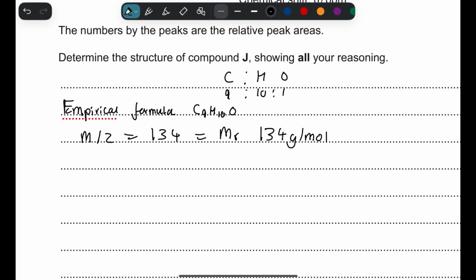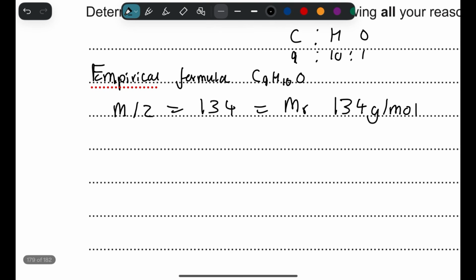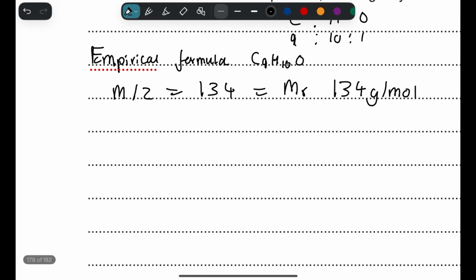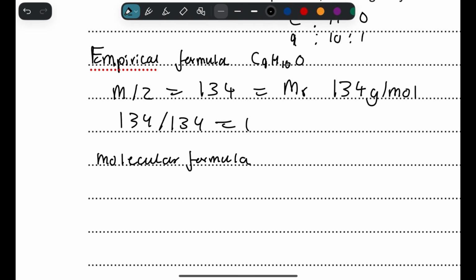Yeah. Cool. So now we need to use the empirical formula to link that in. So what I'm saying is if we do 12 multiplied by 9 plus 10 plus 16, we get 134 anyway. So that means that 134 divided by 134 is equal to 1. So that means our molecular formula is C9H10O. Okay, that really helps us out because now we can get a better idea of what we want to work with.